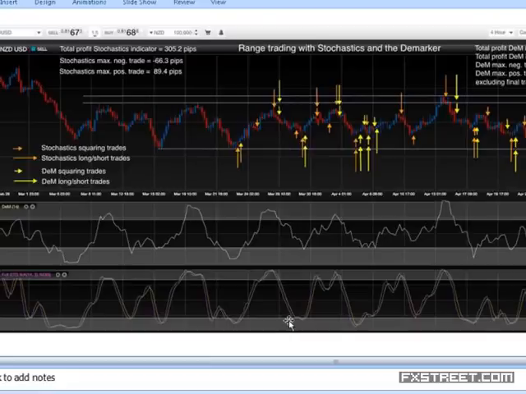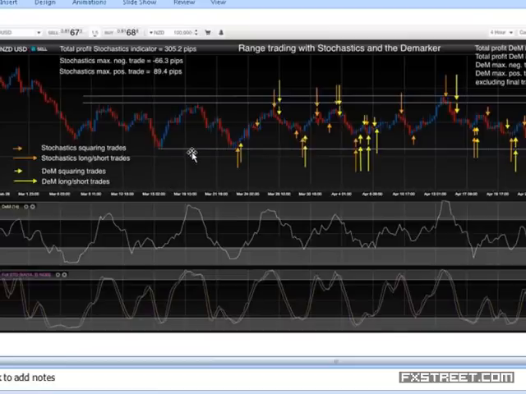One more thing I needed to point out is that crossings outside of these zones we wouldn't go long or short on. If that occurred, we'd only square up a previous long or a previous short. So we're only interested in initiating trades in these zones here, here, here.